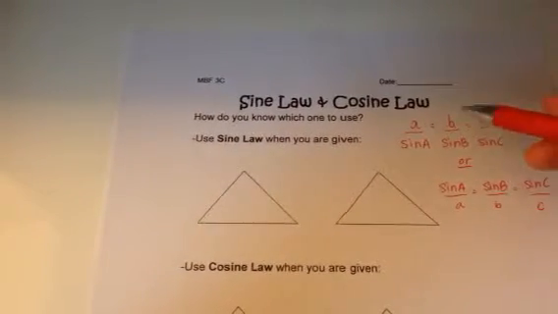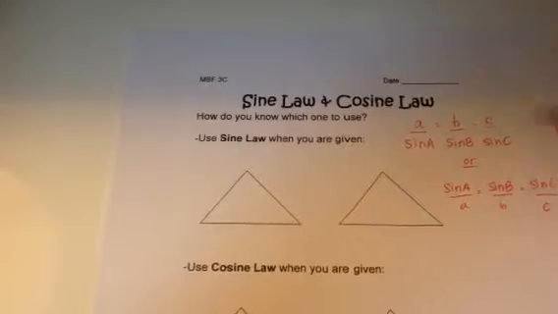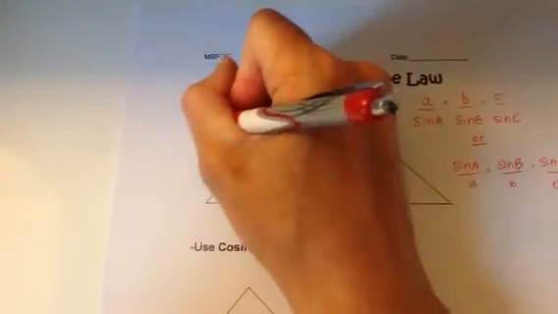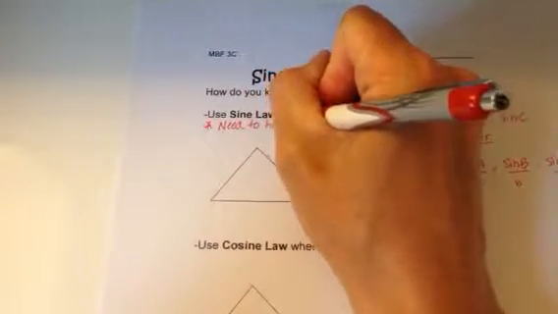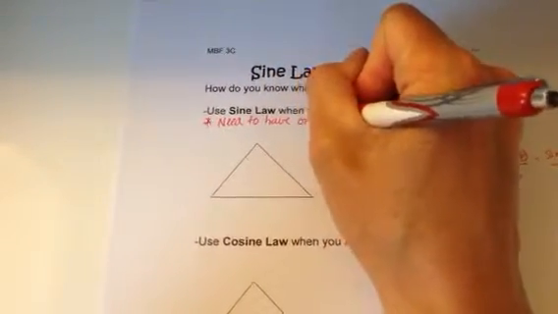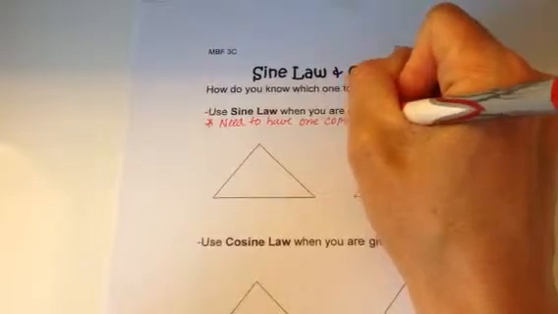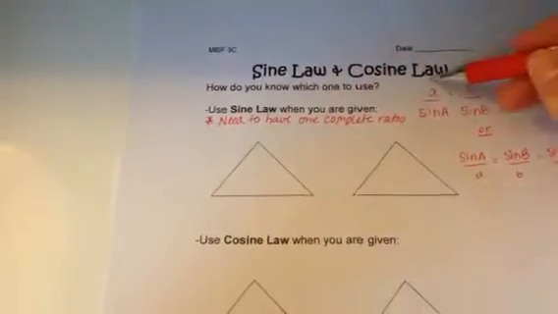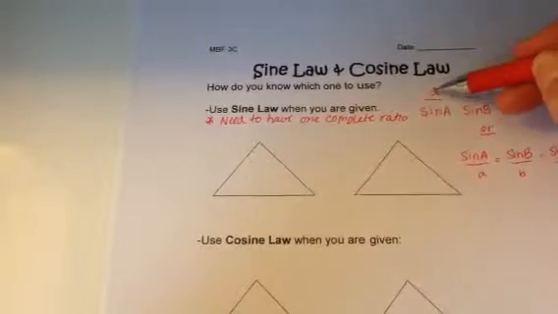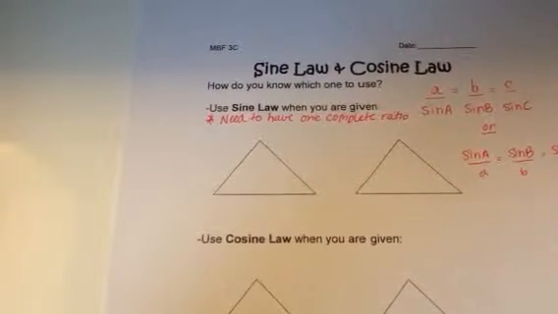Okay, to use the sine law, you need to have one complete ratio. So one of your ratios has to be complete. You need to know the side and the angle for one of them.